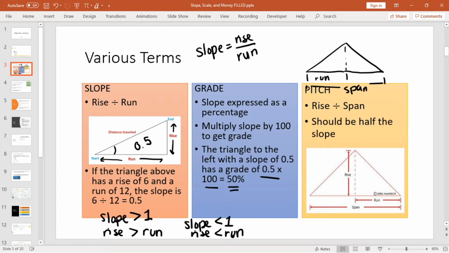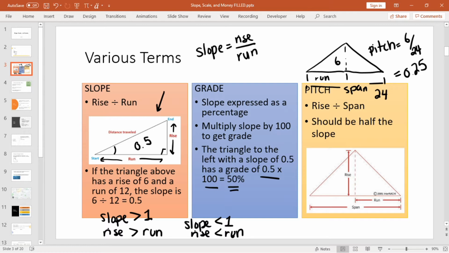So what would I expect if I was looking at this first example? Our run would turn into our span, which would be 24. Our rise would remain 6, and suddenly our pitch would be 6 divided by 24, which is 0.25, or 25% if we're thinking a bit more in the grade term. And that is mostly for roofing. I don't expect you guys to be using that. Usually when we talk about slope, you're just making that single right angle triangle.